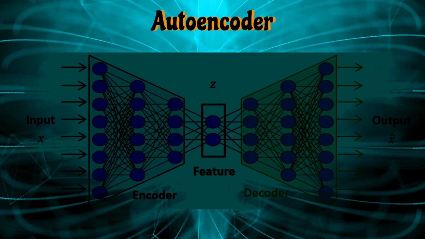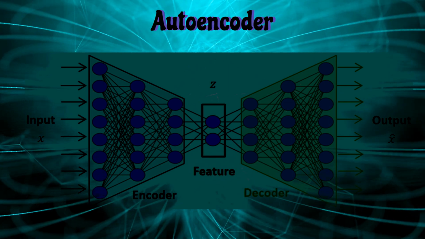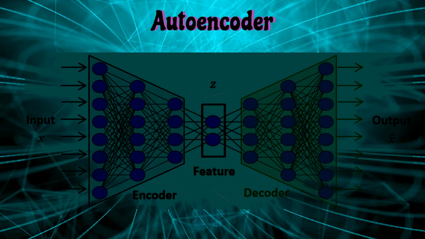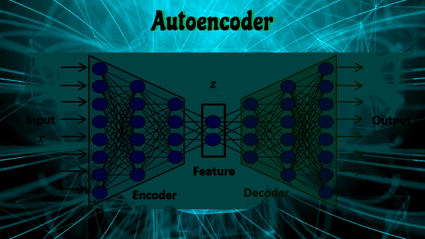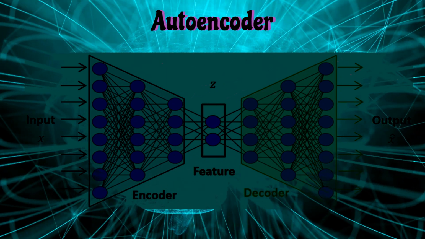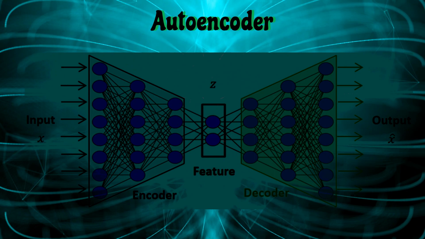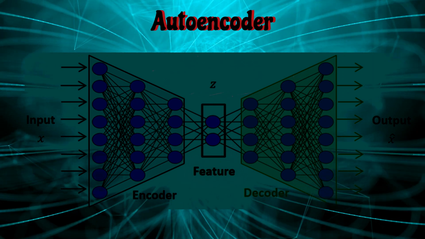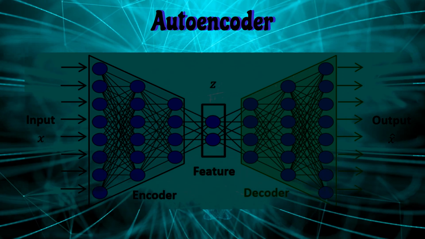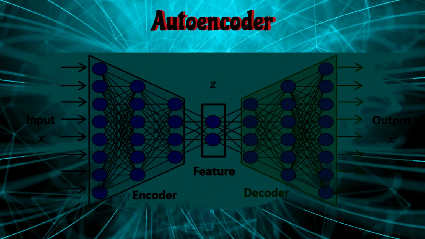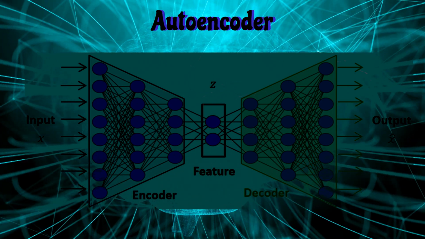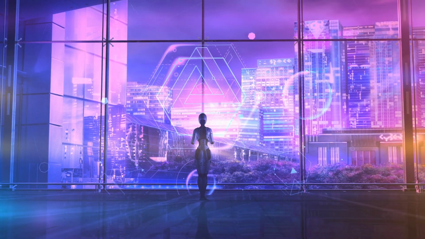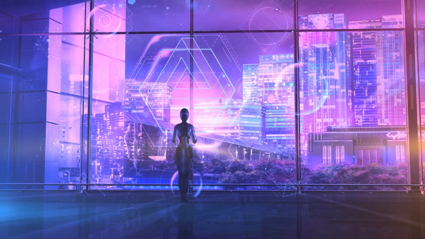Let's talk about the last algorithm in this video, but I will come back with other algorithms in future videos. An autoencoder is a type of deep learning model that has two main parts, an encoder and a decoder. The encoder compresses the input data into a lower-dimensional representation, and the decoder reconstructs the original data from this compressed representation. The goal is to learn a meaningful and efficient representation of the input data.